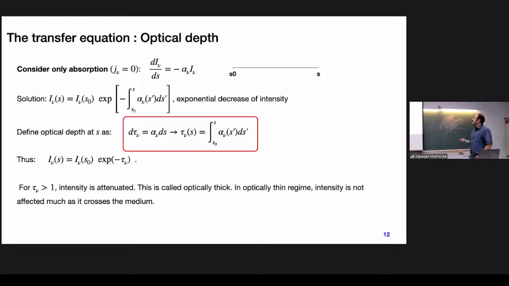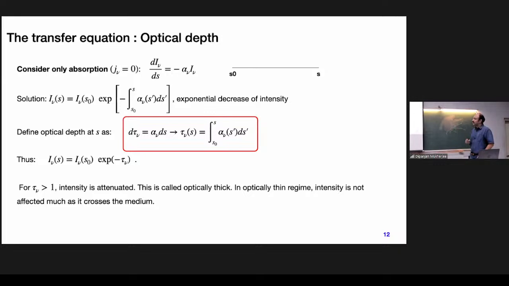I nu at S is I nu at S naught times an exponential, and to work out the integration constants, what you have to find is the integral over the absorption coefficient. Now, the absorption coefficient may be constant throughout its trajectory, or may depend on the local properties of the system. One such case, free-free emission, as I will discuss, is related to the square of the density. And if the density is varying along the path of the ray, then of course this is not a constant.